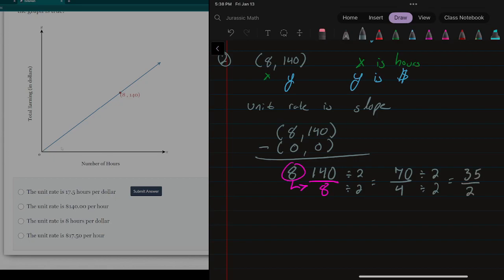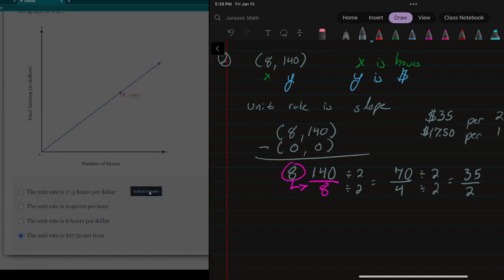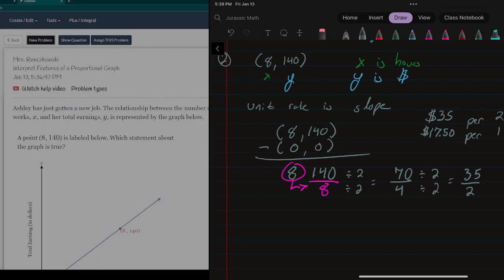Now, I can't divide 35 evenly by 2, but if I look, we're talking about slope, which is going to be the rise over the run, so money per hour. So this says right now, $35 per 2 hours. If we wanted it per 1 hour, we would say that's just $17.50. So the unit rate is $17.50 per hour, or option D. Submit it. There we go.